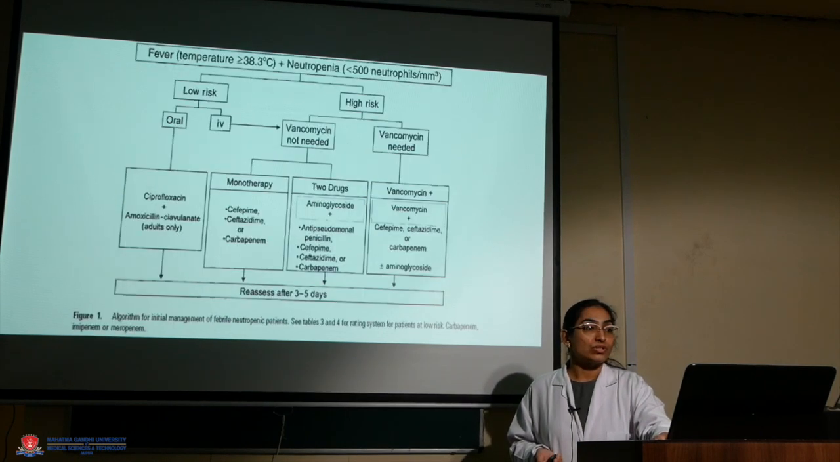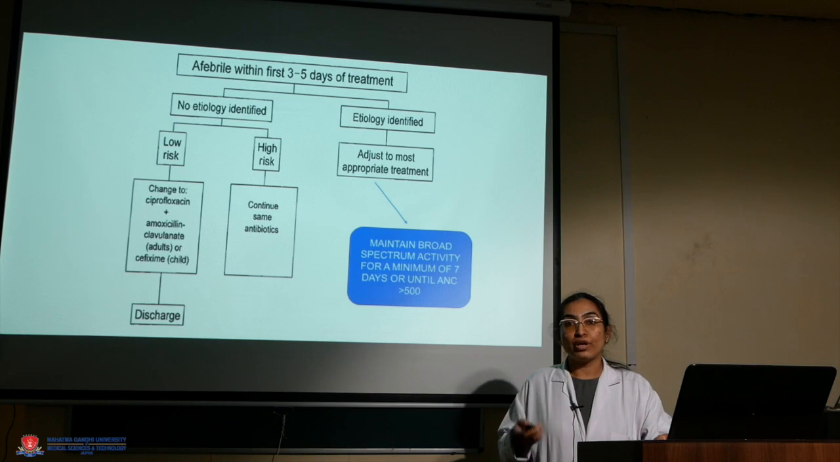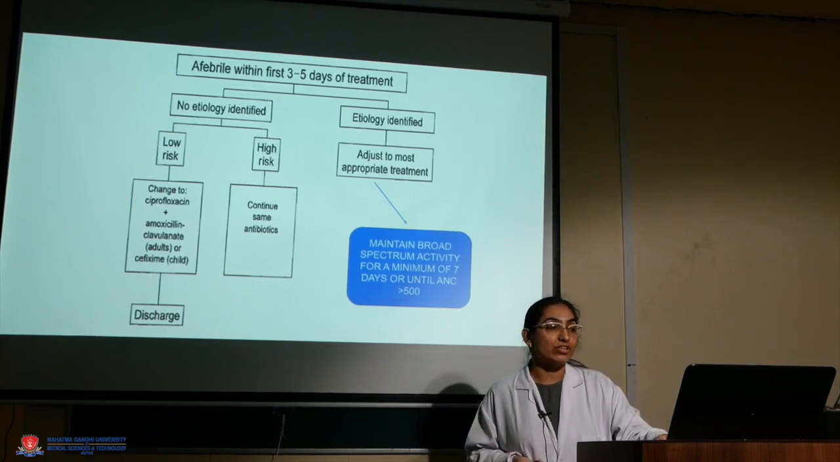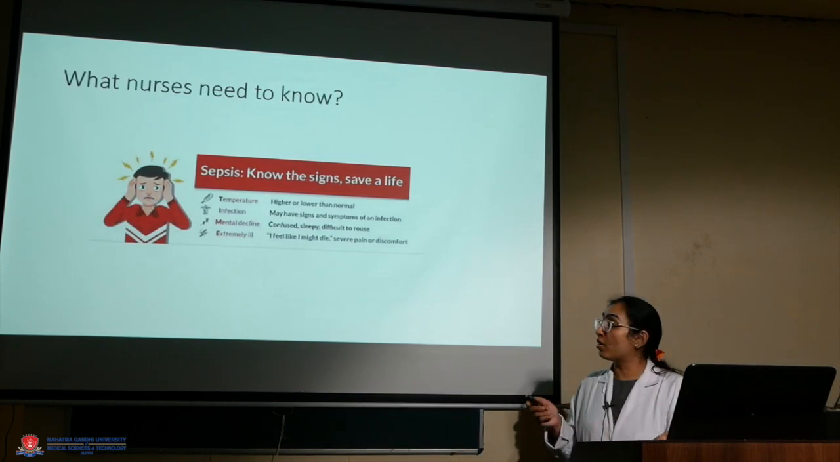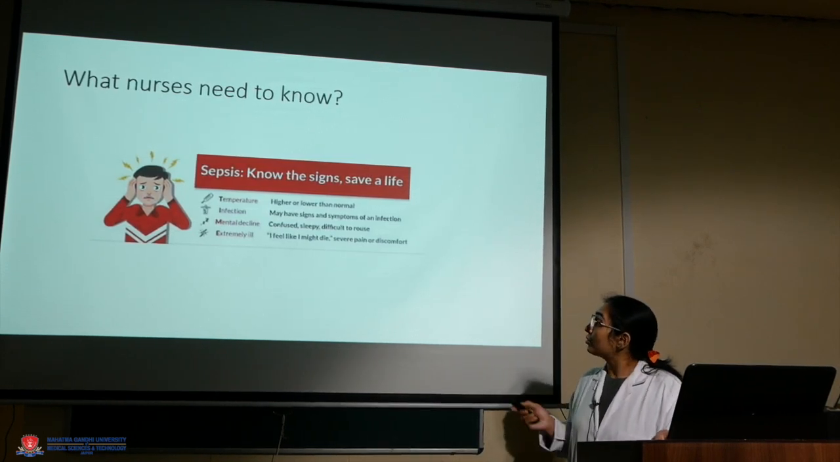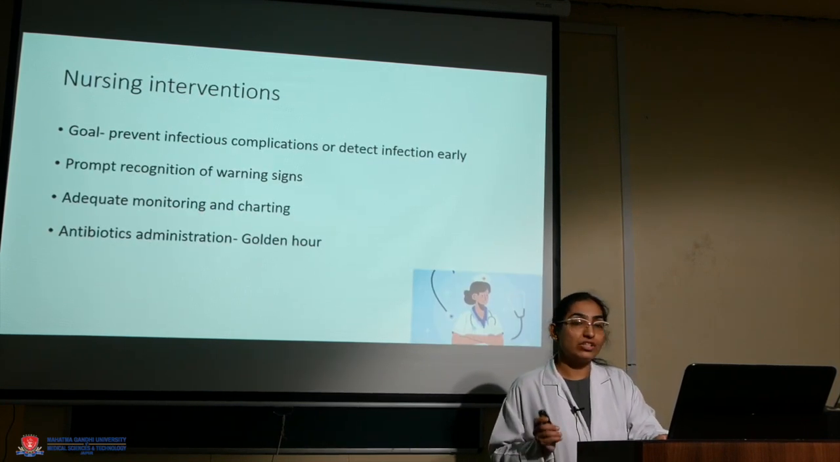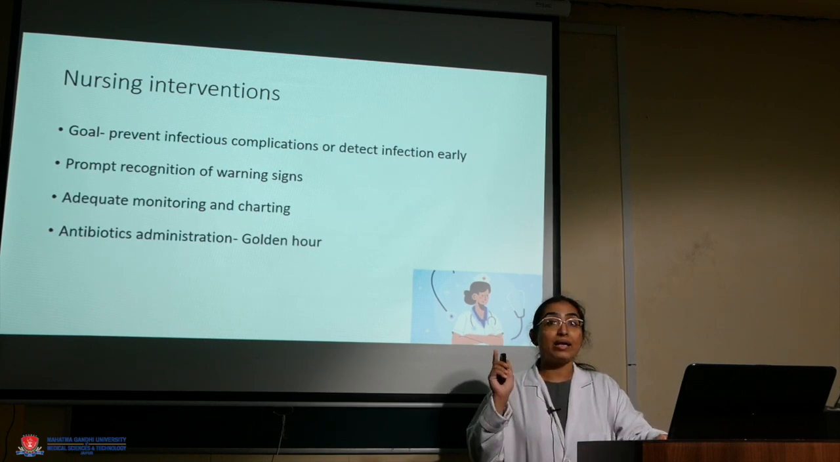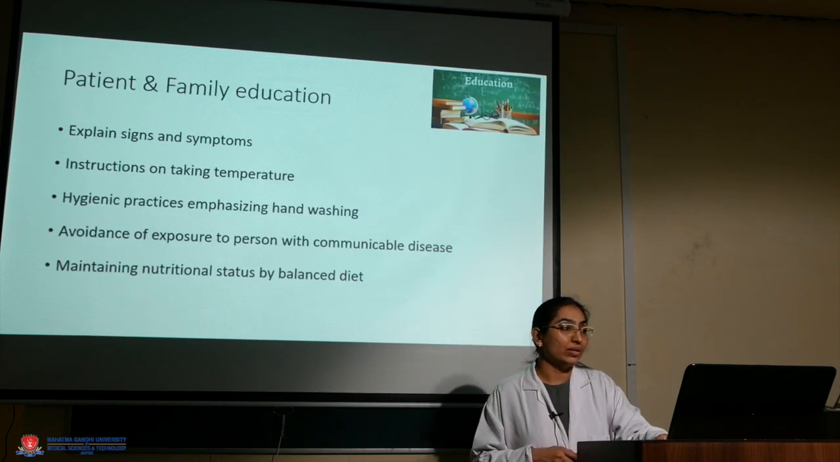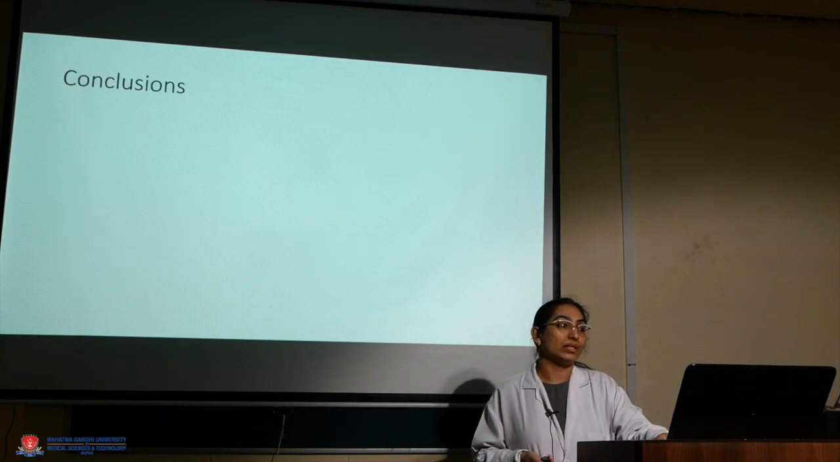So for central line associated bloodstream infections, you have to be very cautious, examine it properly. And you need to monitor the patient on a daily basis. If the patient improves, you might discharge the patient and taper down the antibiotics. So the nurses need to know all the signs of sepsis so that they can identify them early. Important nursing interventions: prevent infections and complications, prompt recognition of warning signs, adequate monitoring and charting, and administering the antibiotics in the golden hour. And we need to educate the family even prior to this episode of febrile neutropenia.